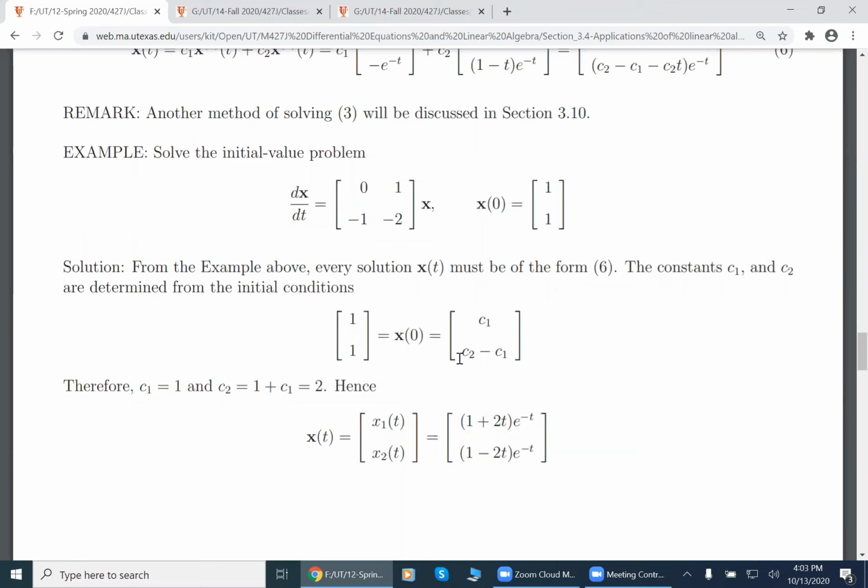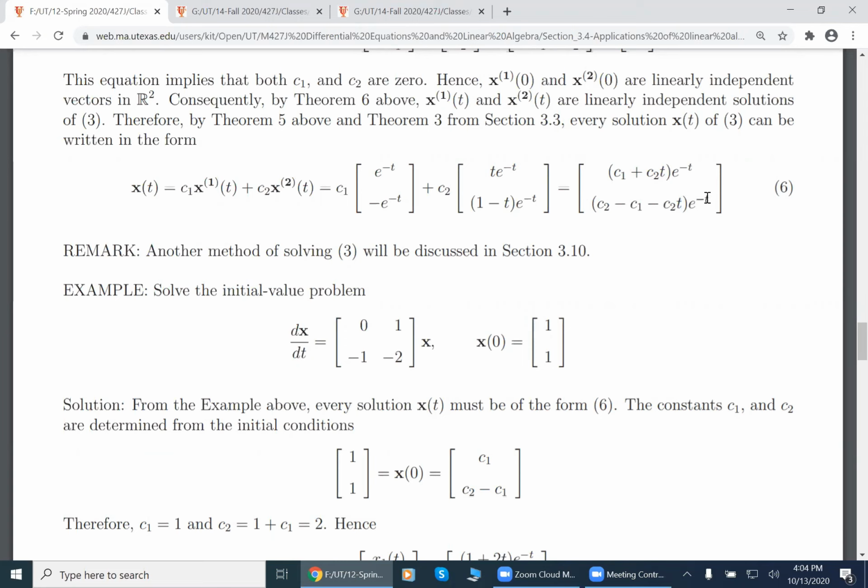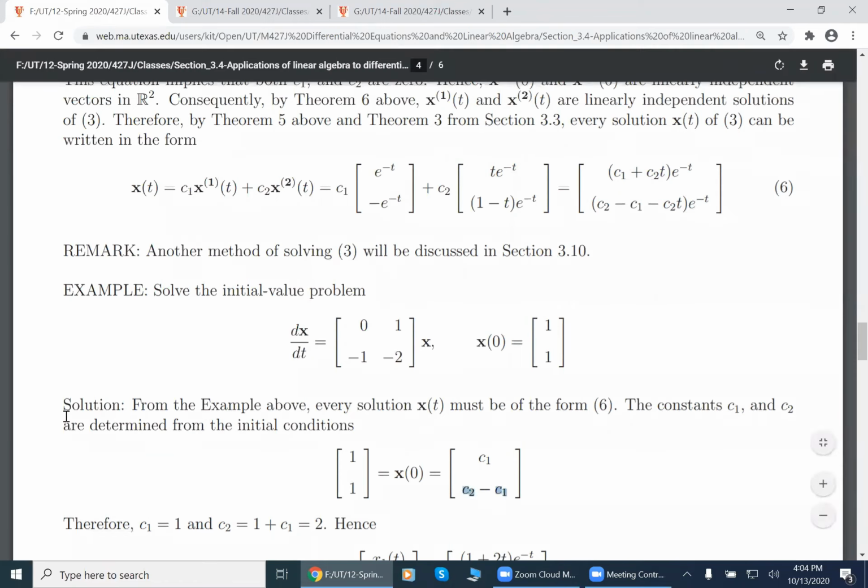Professor, where are you getting the second matrix from, the C1 and the C2 minus C1? How do we get this? Yeah. So we replace t everywhere here by 0. Note that C2 times 0 is 0. This term disappears. And lastly, e to the 0 power is 1. That also disappears. What is left is C2 minus C1. It's exactly what is written here. Was that your question? Yeah.